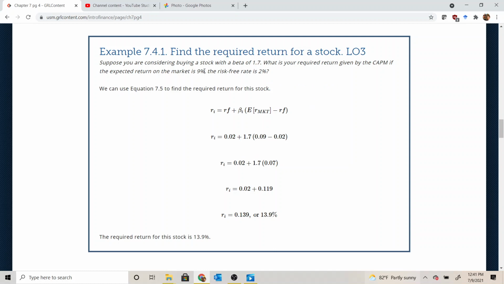Suppose you are considering buying a stock with a beta of 1.7. What is your required return given by the CAPM if the expected return on the market is 9% and the risk-free rate is 2%? All right, then the solution just says we can use equation 7.5 to find the required return for the stock. We just plug in the data and get this number.